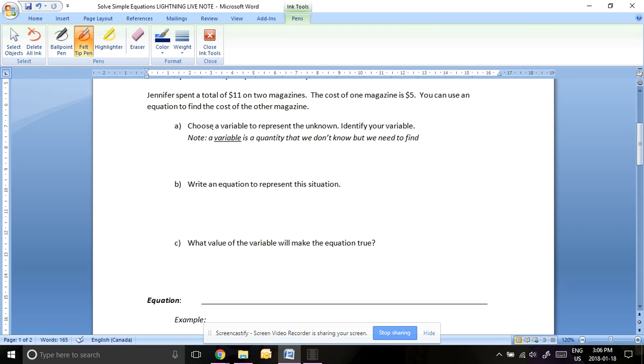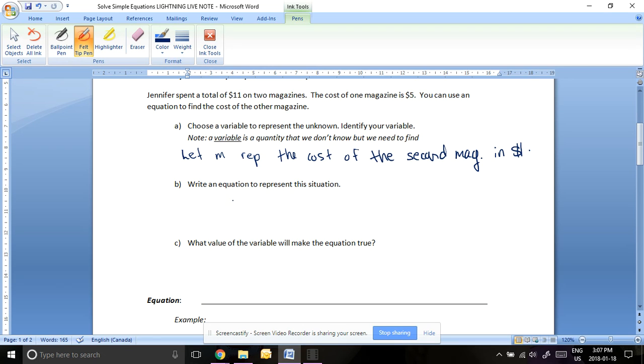When you do an equation, first you want to choose a variable to represent the unknown and identify your variable. In this case, we know the cost of the first magazine, but we don't know the cost of the second magazine. So we'll say let M represent the cost of the second magazine in dollars. I'm putting some short form here for you, which is fine, or you can write the full word magazine. So M is going to represent the cost.